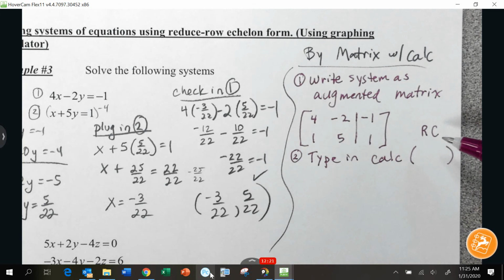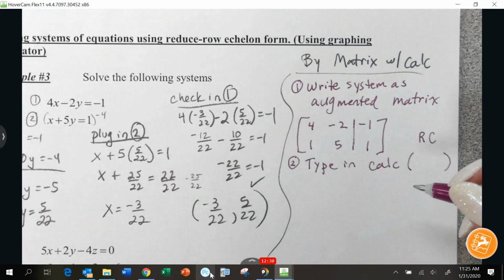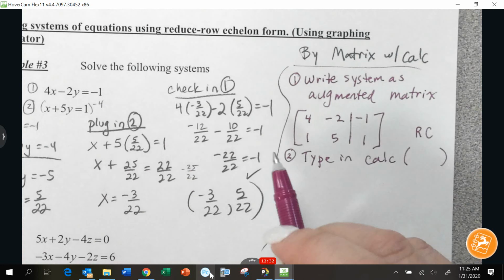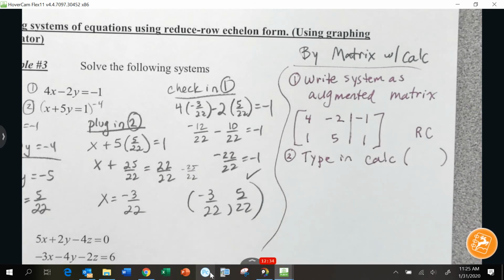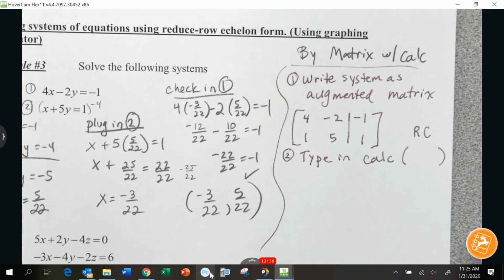RC is like, when I was in high school, they told us to remember row by column, because it's like RC Cola, like the drink. RC Cola, rows by columns. So if that helps you remember, here's rows by columns for the order. What's my rows by columns for this? 2 by 3.